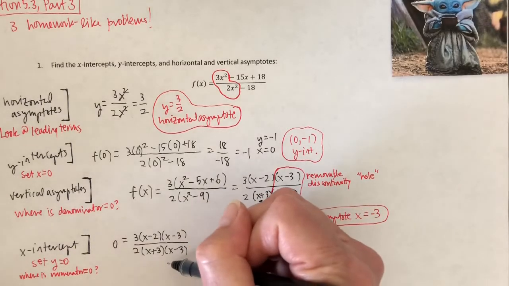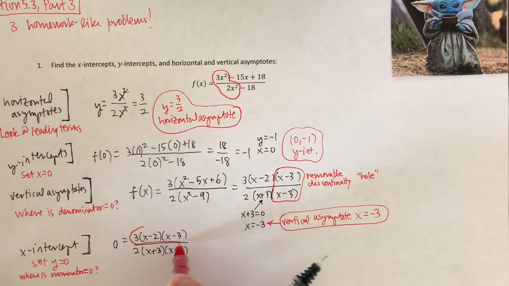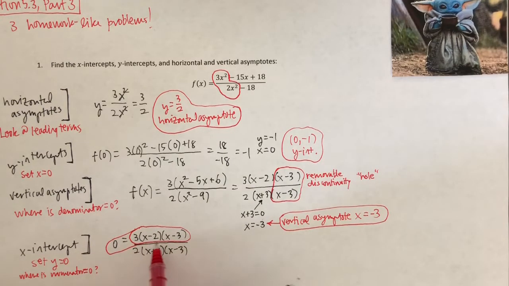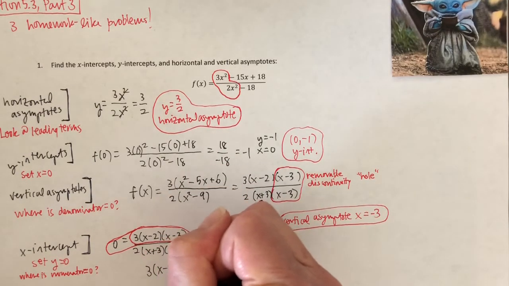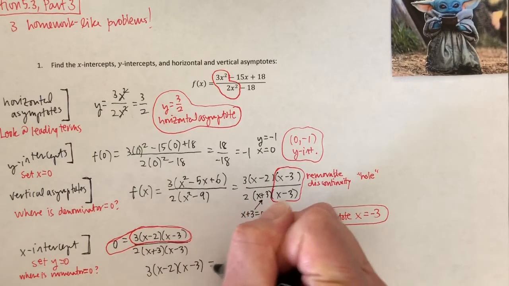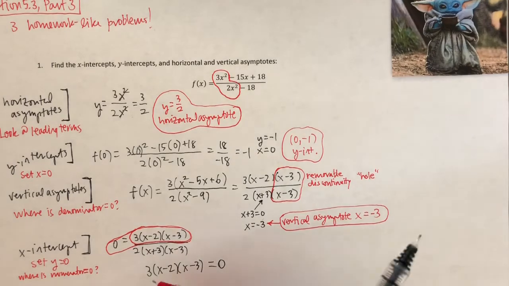So where is this guy equal to 0? Where does 3 times x minus 2, x minus 3 equal 0? We have essentially three things being multiplied together. This cannot produce the 0.